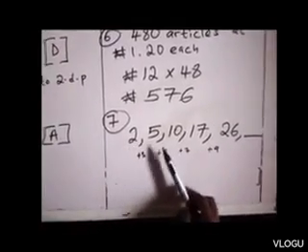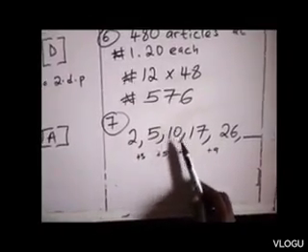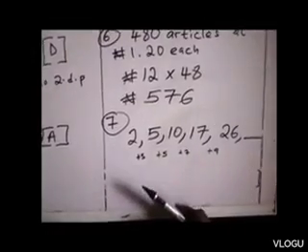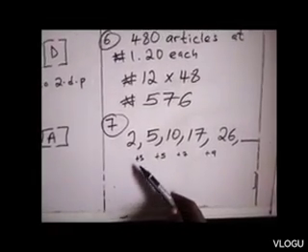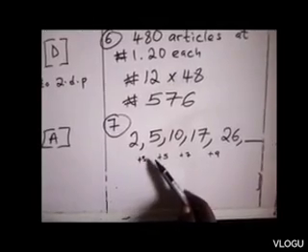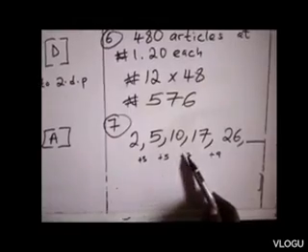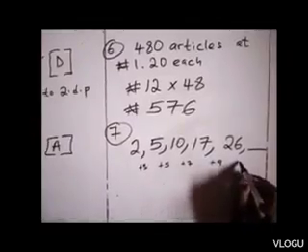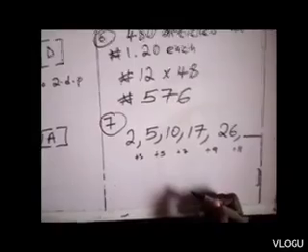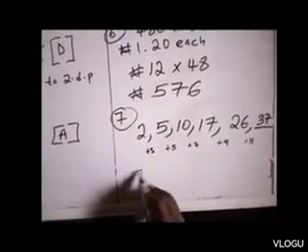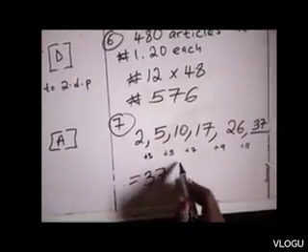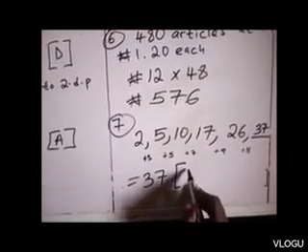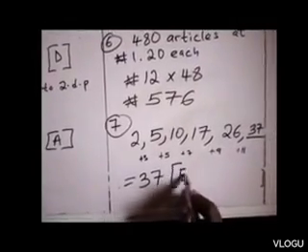Let's take it again. 3, 5, 7, 9. Which means the differences are increasing by 2. 3 plus 2 is 5. 5 plus 2 is 7. 7 plus 2 is 9. So the next one should be plus 11. And if we add 11 to 26, we're going to get 37. So the answer is 37. That is option E.